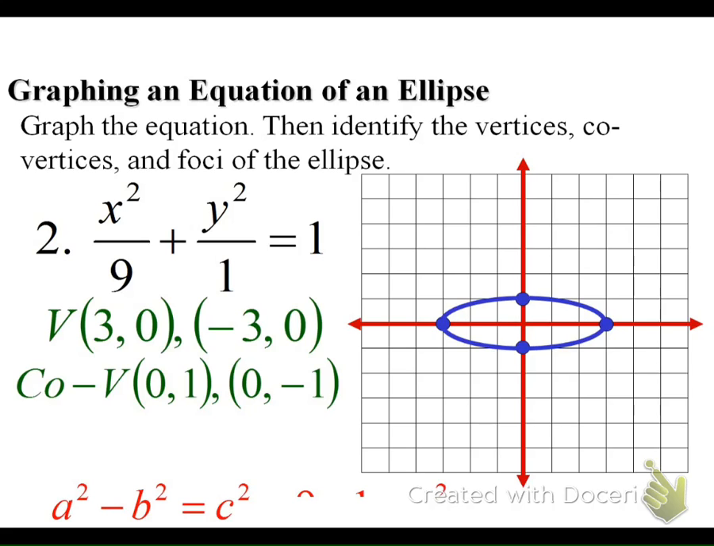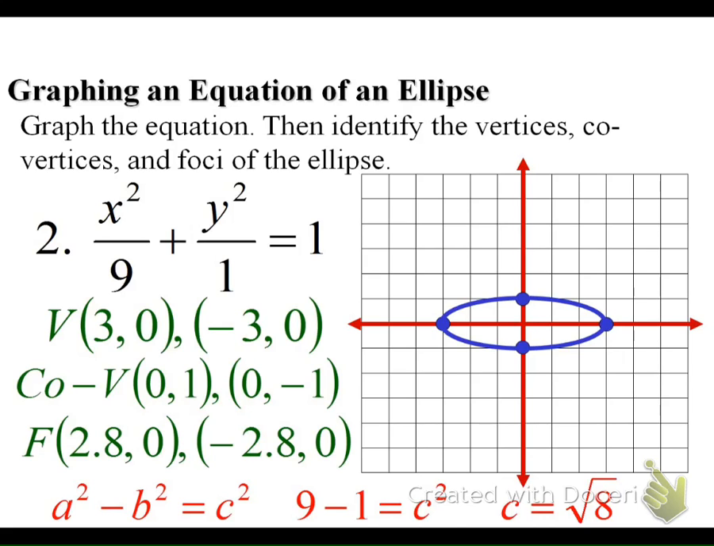9 minus 1, take the square root. Square root of 8. Type that into your calculators to get a decimal approximation. It's right around 2.8. Again, since our major axis is horizontal, you need to go left and right for these as well. What are your questions?